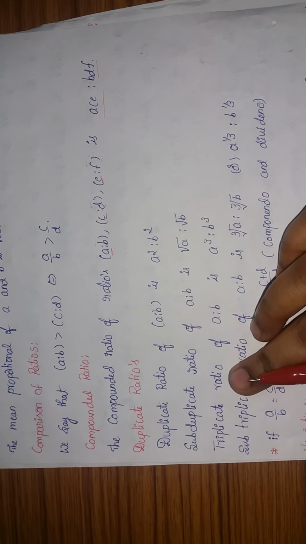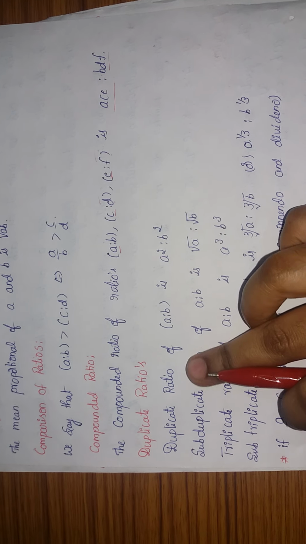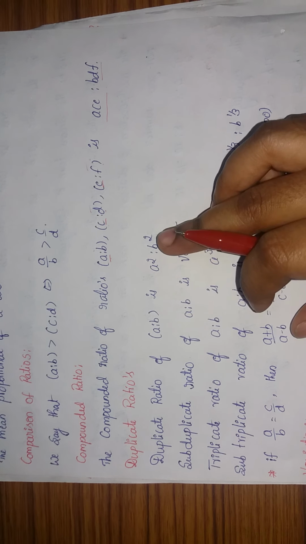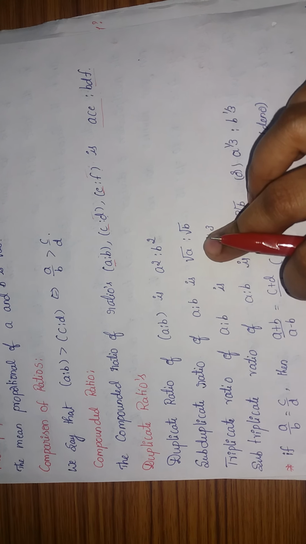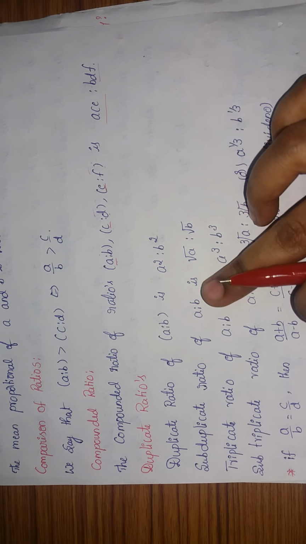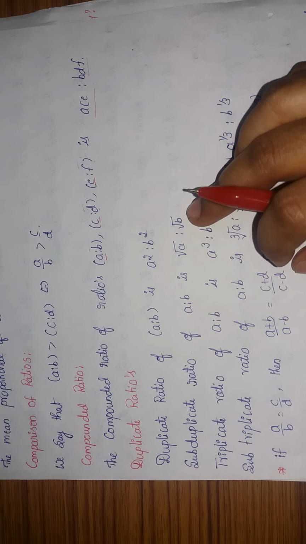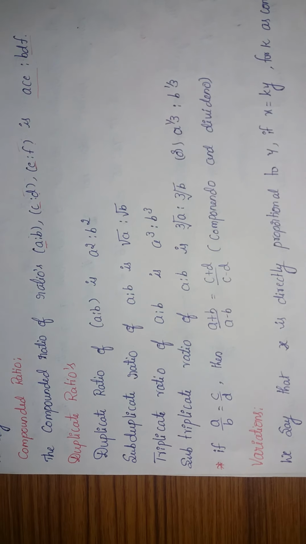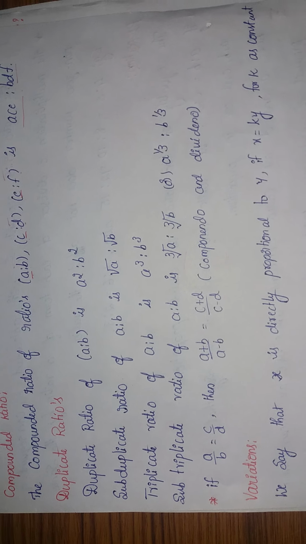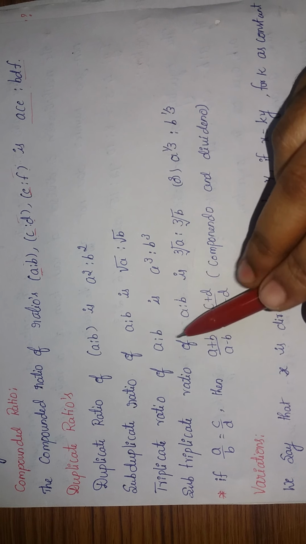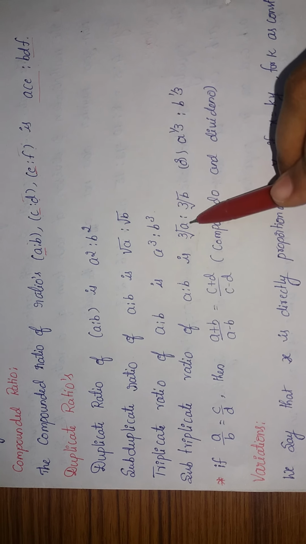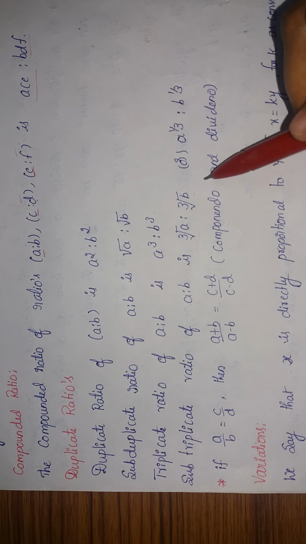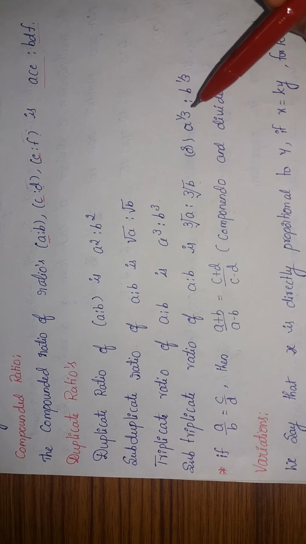Let's see some important factors. Duplicate ratio of A is to B is A square is to B square. Subduplicate means we have to take the square root for the given ratio. Square root of A is to square root of B. What do you mean by triplicate ratio? Cubing of a given number. A cube is to B cube. Subtriplicate. Cube root of A is to cube root of B, or A power 1 by 3 is to B power 1 by 3.